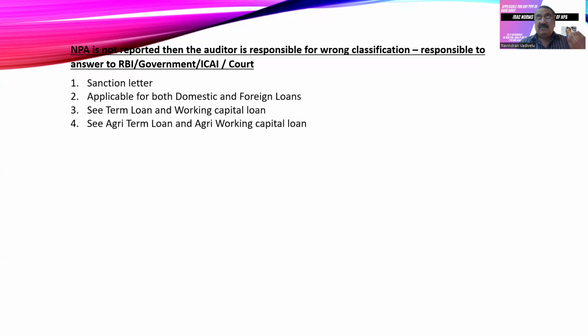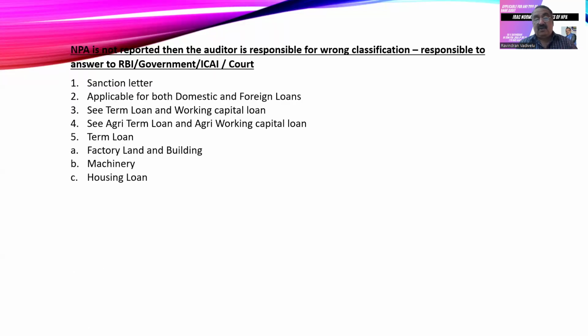In the sanction letter, you can find the loans have been sanctioned for domestic purposes, that is loans to be operated within India, and for foreign transactions. You can find the loans sanctioned as term loans and working capital loans. Point number 3 is non-agricultural loans, and point number 4 is agricultural loans, that is agricultural term loan and agricultural working capital loan. The banks have sanctioned non-agricultural term loans for the purpose of buying a factory, land and building, or constructing land and building, machinery, housing loans, etc. Even vehicles are covered under term loan purposes.